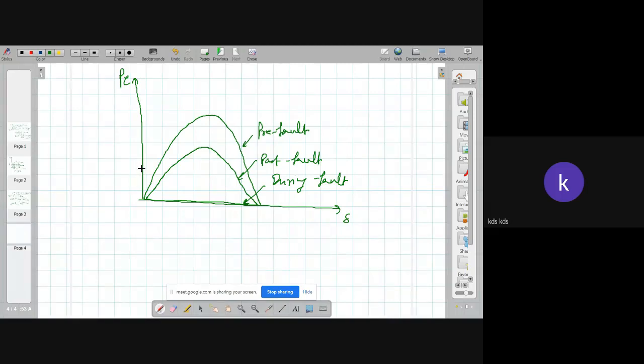So the original point is PM, the initial point PM, and this is delta naught. It lies at point A on the pre-fault curve. Now from point A, it will directly go to point B on the during-fault curve, which is a horizontal line. At this point the electrical power is 0 and the mechanical power is PM.